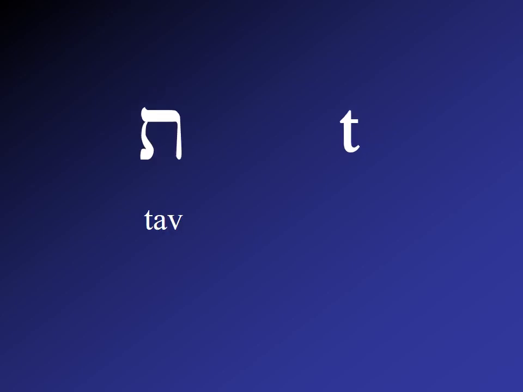Final letter of the Hebrew alphabet is the tav, pronounced like the English letter T. Tav. The distinctive characteristic of the tav is this little foot at the bottom which points out to the left. The tav.